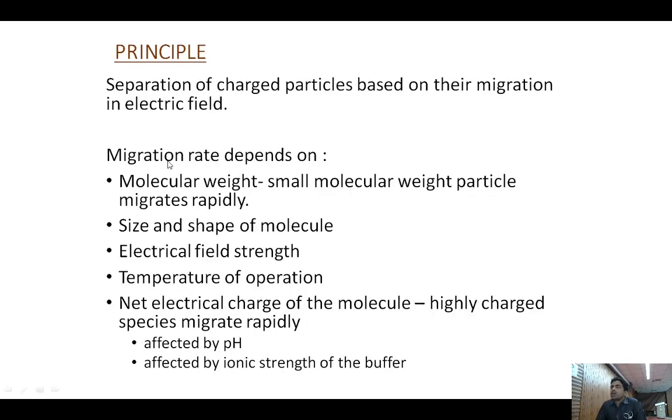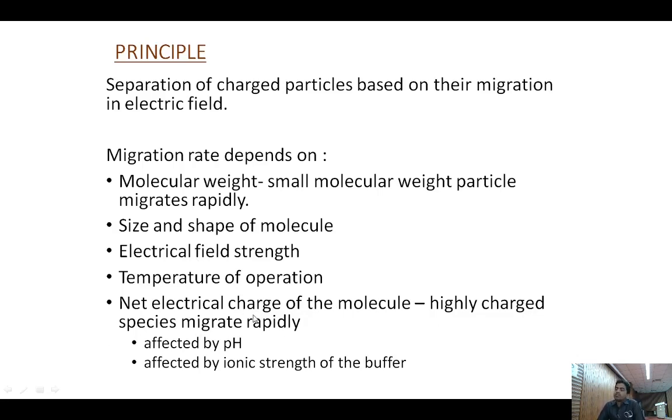Now, on what factors will the migration of the charged molecule in electrophoresis depend? It will depend first on molecular weight. You will understand easily that a small molecular weight particle will migrate rapidly, right? Then the size and shape of the molecule, then the electrical field strength. The more electrical field you give, the more the movement. Then the temperature of the operation, and the net electrical charge of the molecule. A highly charged molecule will of course move more rapidly.